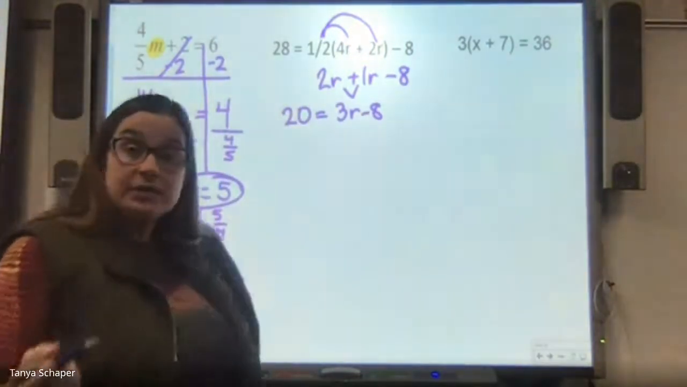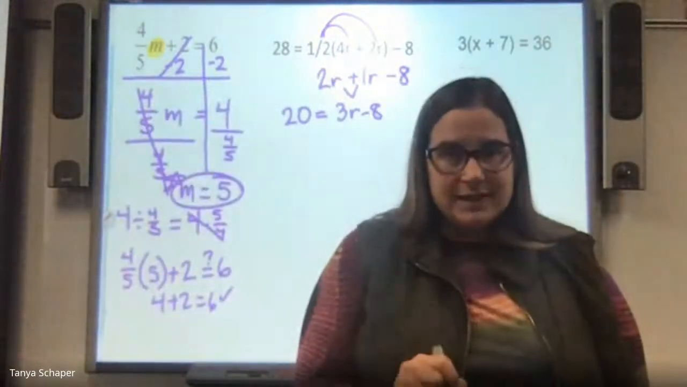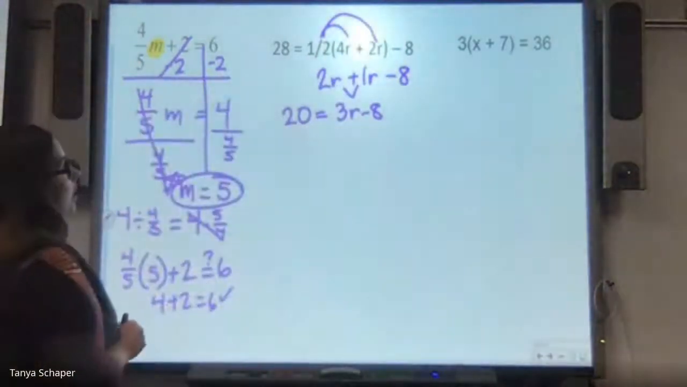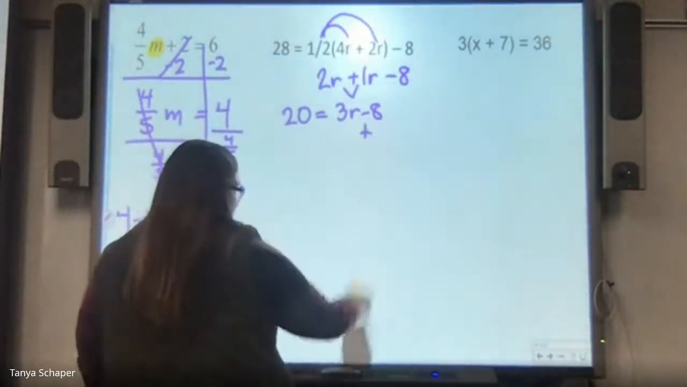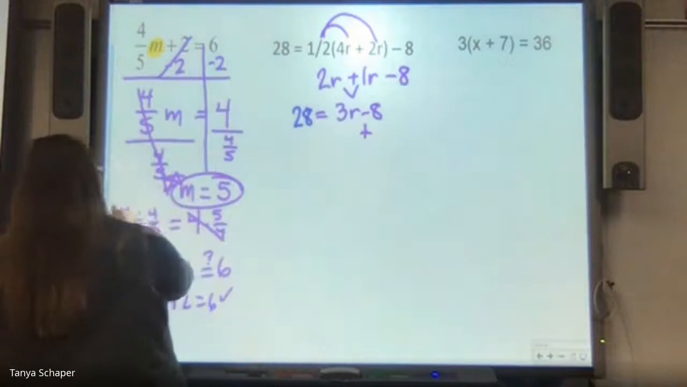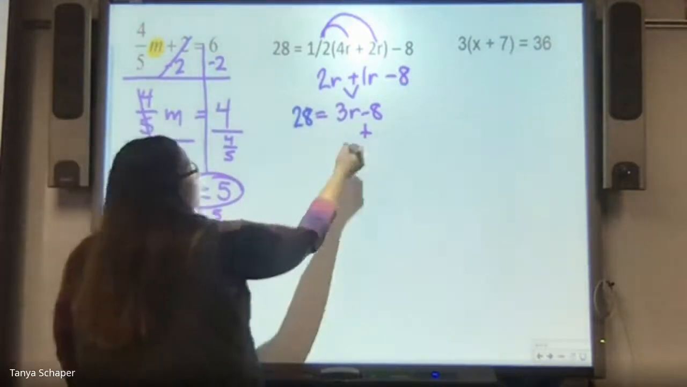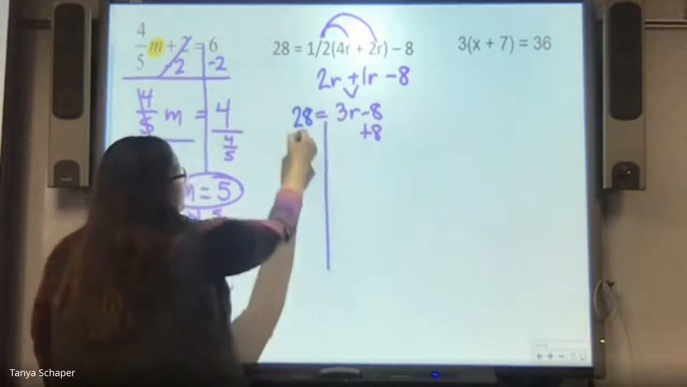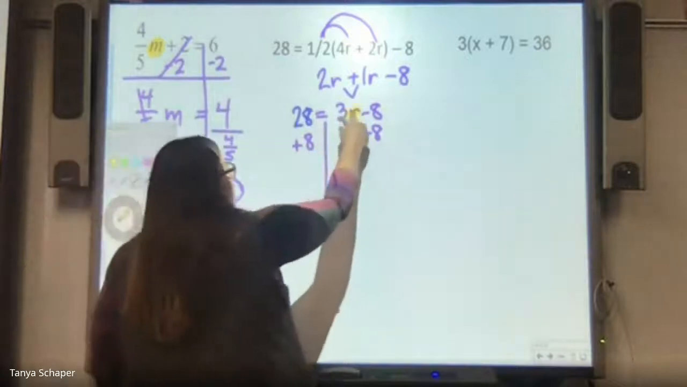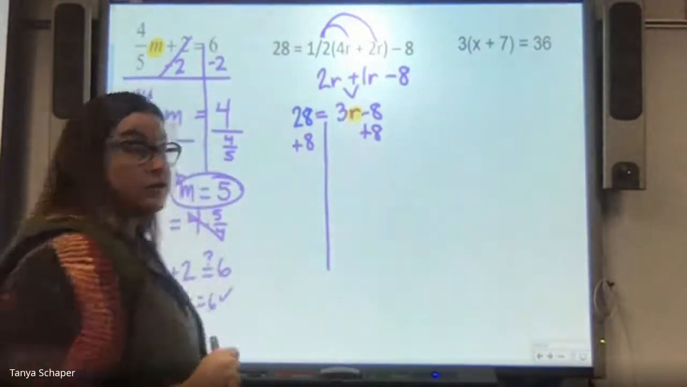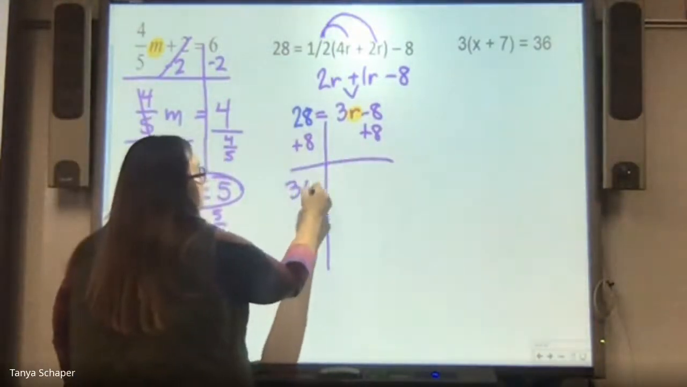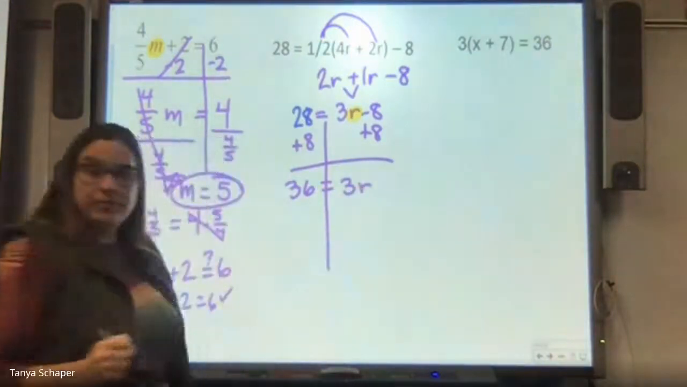Now, you could have also said 4R plus 2R is 6R and take half of that, and you would have gotten 3R as well. All right, from here, I'm going to add 8. You see my mistake here? That should be 28. All right, we're going to add 8 now to both sides because my goal is to get that R right here by itself. So I'm going to add 8 to both sides. I'm going to get that 36 is the same as 3R.